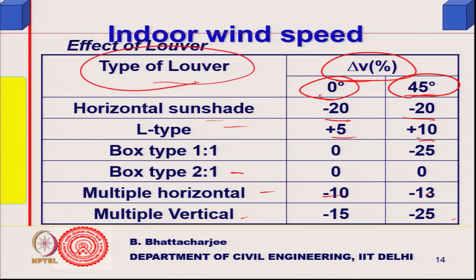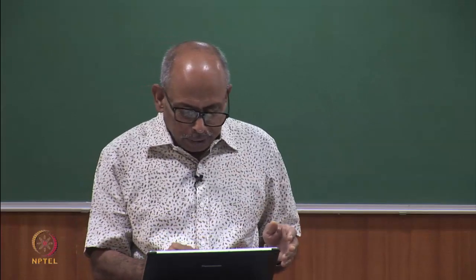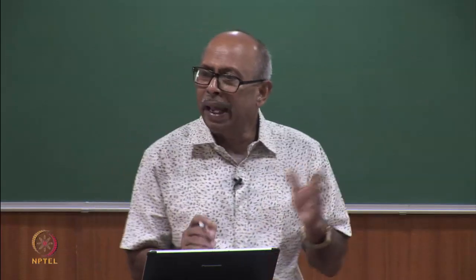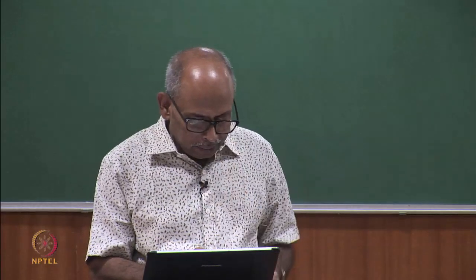For type of louver, sunshades for example, this is a horizontal sunshade. So I can have an L type of louver or horizontal sunshade, box type, we talked about the egg crate and all those. So some of those, how they change, that is given.